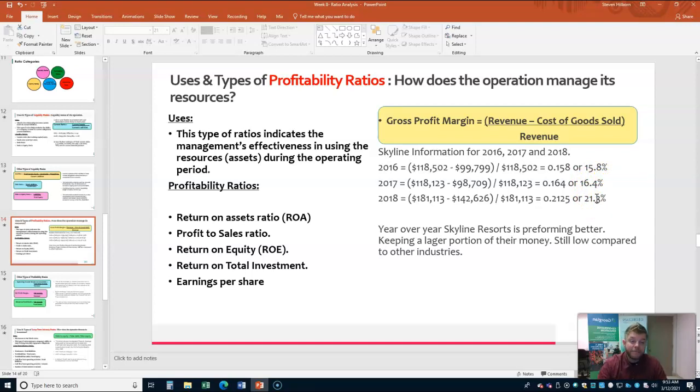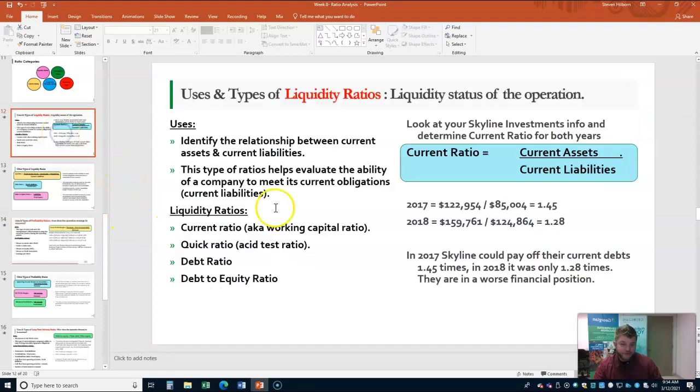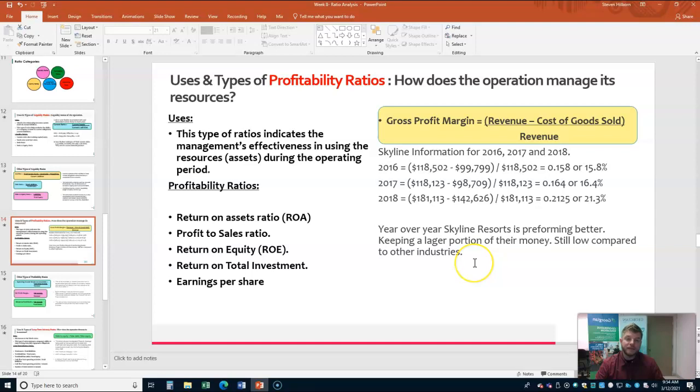Now, this is still fairly low compared to other industries. In our industry, it's not bad, but year over year, Skyline Resorts is performing better. But as a good example, when we looked at our current ratio a few slides ago, Skyline Resort in 2018 was in a worse financial position. This highlights the fact that you really need to take a look at a bunch of these different ratios to understand how a company is doing.